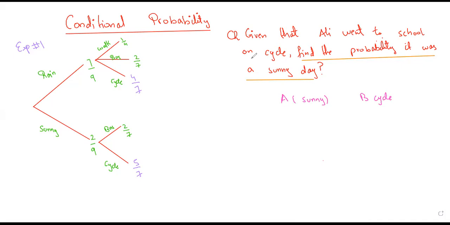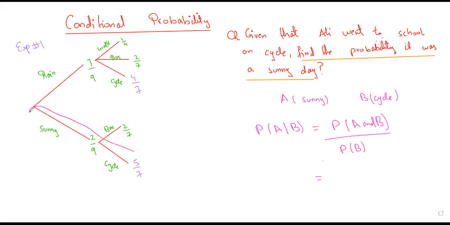All right. Okay. That is the question, so let's see how to do it. Now we know for finding conditional probability, A given B is equal to the probability of A and B divided by the probability of B only. Now A and B, sunny and cycle, so I would be referring to the second branch, sunny and cycle.